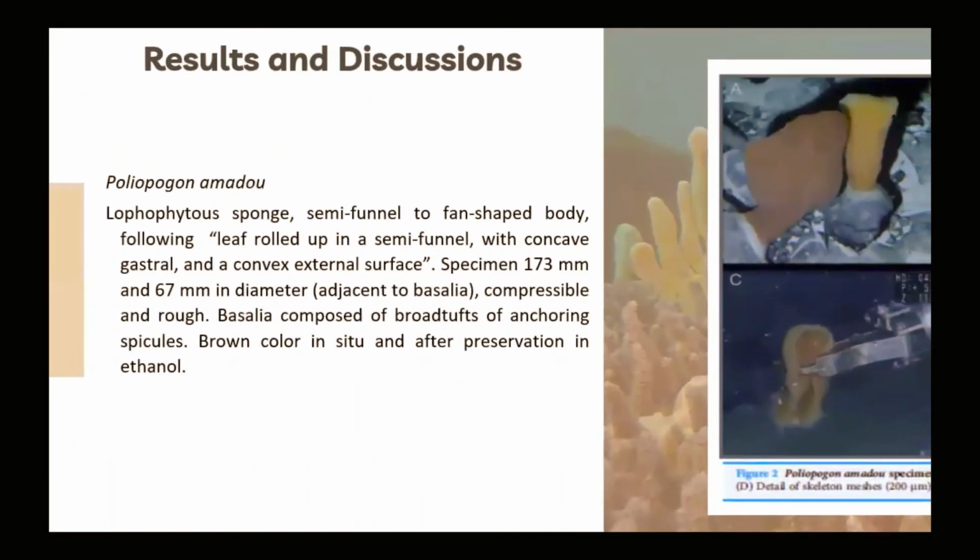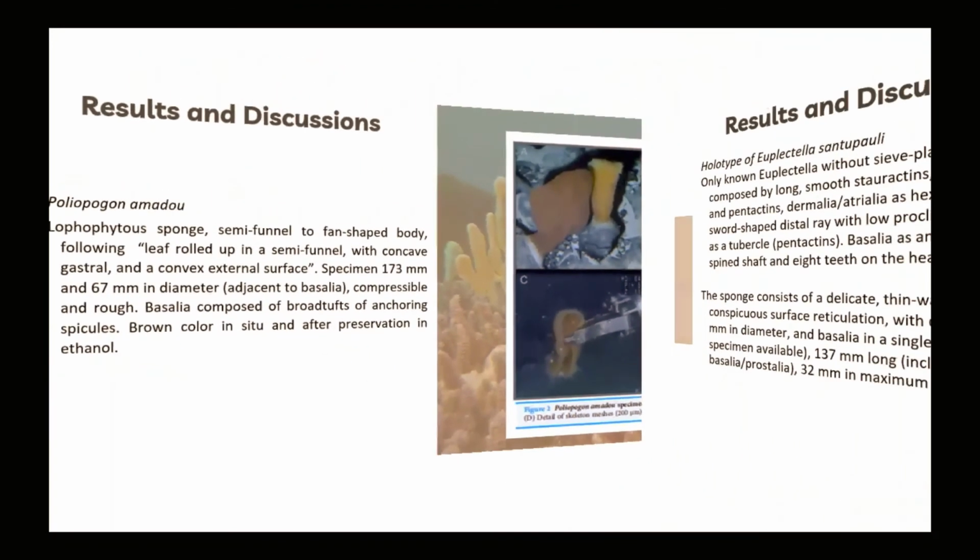In the results and discussion, Foliopogon amado is a lophophytous sponge with a semi-funnel to fan-shaped body, like a leaf rolled up in a semi-funnel with a concave gastral and convex external surface. Like here in the photo, the specimen is 173 millimeters long and 67 millimeters in diameter, adjacent to the basalia. It was compressible and rough. Basalia composed of a broad tuft of anchoring spicules. They are brown in color in situ and after preservation in ethanol.